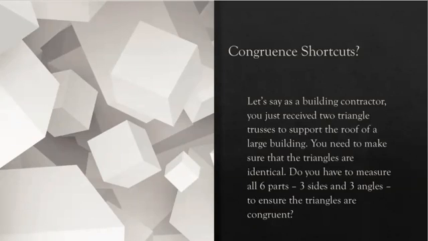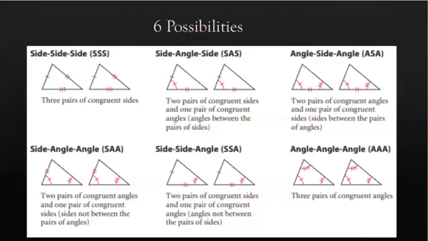We'll begin to look at congruent shortcuts by comparing 3 parts of each triangle. So there are 6 possibilities that the same 3 parts of 2 triangles may be congruent. These are diagrammed below. I want to point out that an angle that is included between 2 sides of a triangle is called the included angle. A side that is included between 2 angles of a triangle is called the included side.